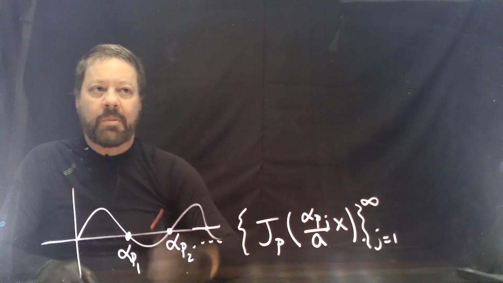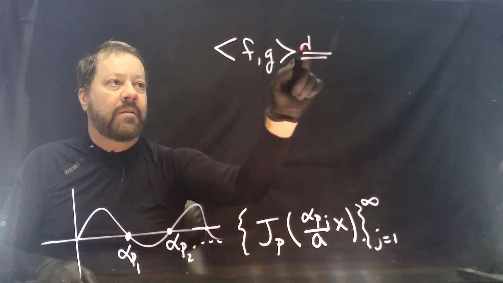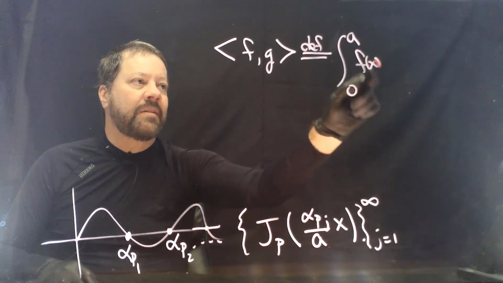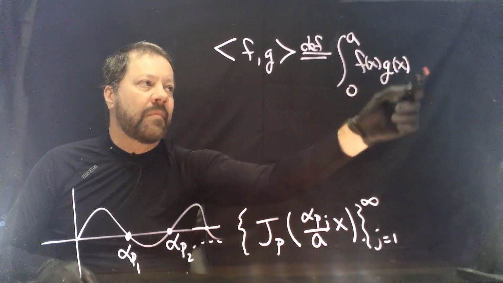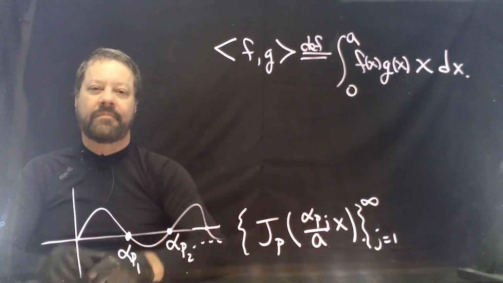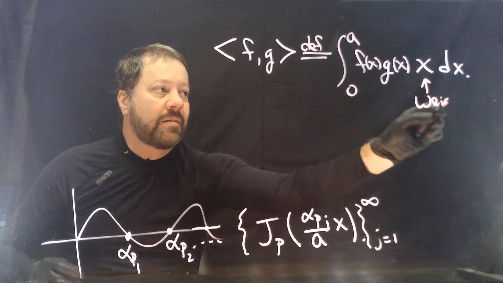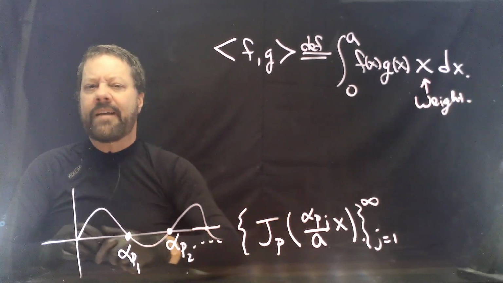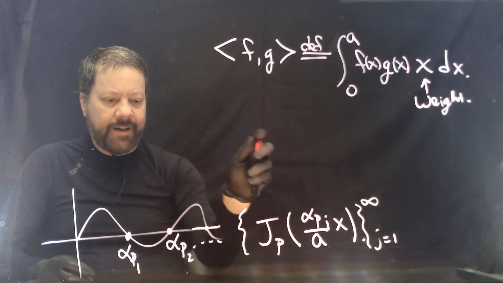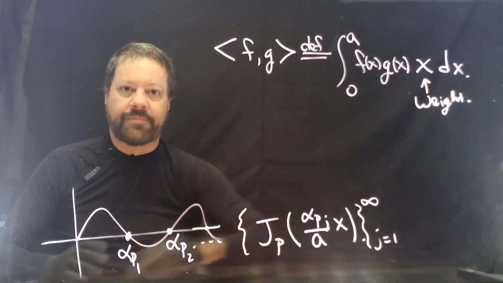Instead of using the usual inner product for Fourier series, we'll have to use something called a weighted inner product, times a weight x. This is our weight. And one way to think about this, when you're integrating in polar coordinates, you have an element of area equal to r dr d theta. This is like your r dr, if you will.